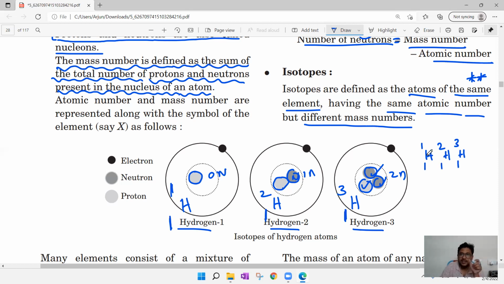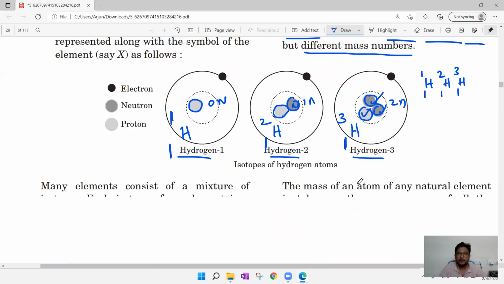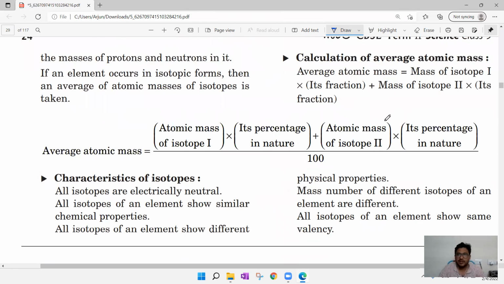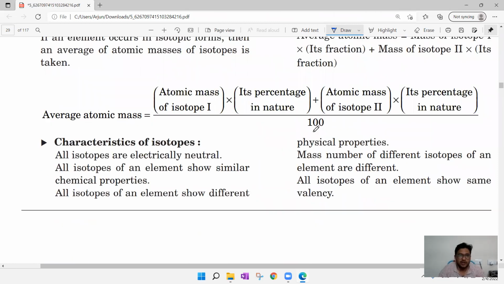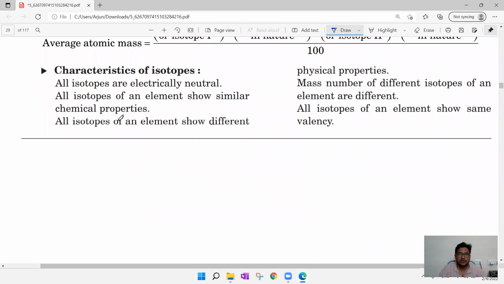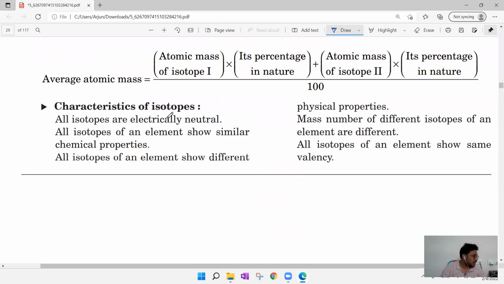So it is defined as atoms of the same element, hydrogen, with the same atomic number 1 but different mass numbers 1, 2, 3. That is known as isotopes. And no need of all these; nothing needed here. This is not there in your textbook, no need to learn. Characteristics of isotopes: all isotopes are electrically neutral.